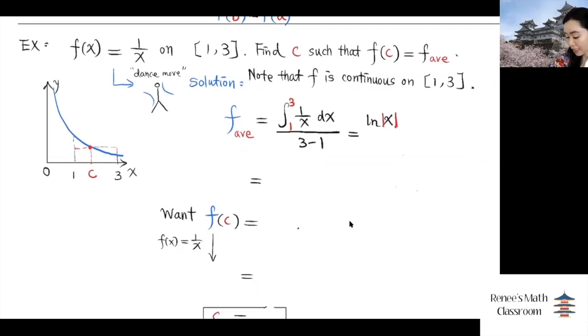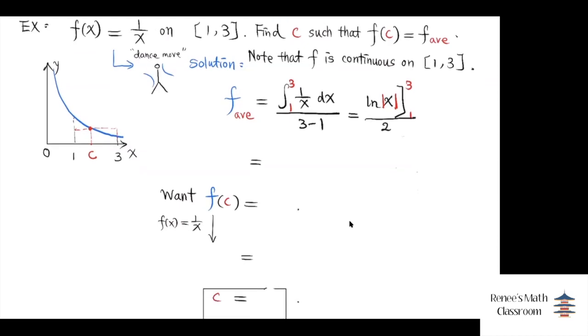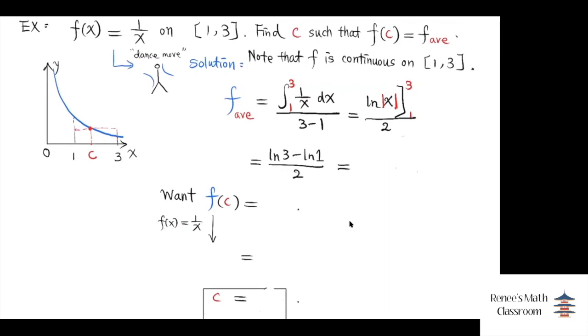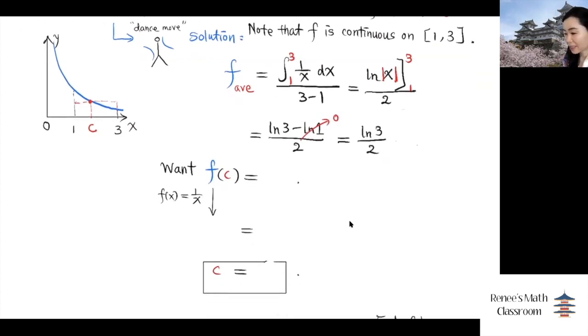Now we're going to evaluate this, x going from 1 to 3, times 1/2. Divide by 2. So that will be ln of 3 subtract ln of 1, over 2. And what's ln of 1? 0. ln of 1 is 0. So that's equal to ln of 3 over 2. So that's the average value of the function on this interval 1 to 3.